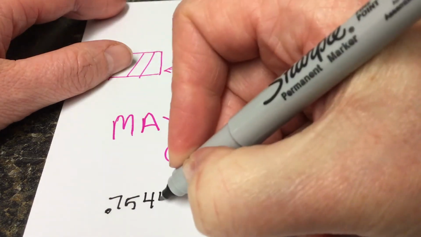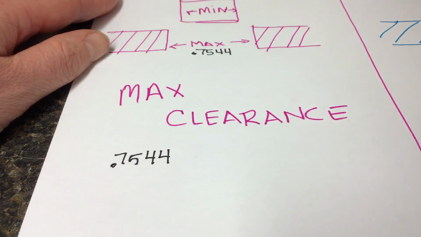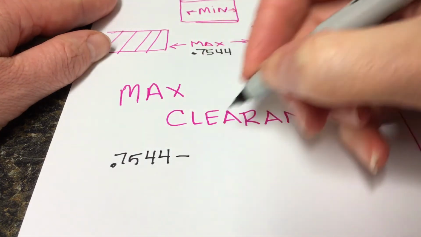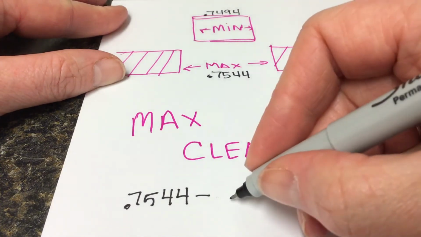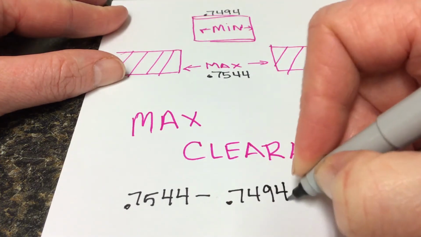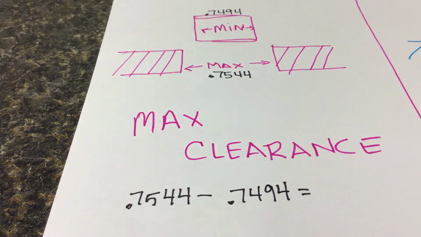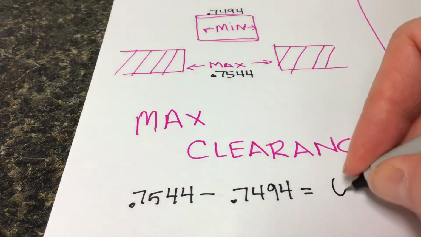So the maximum size of the hole from our problem was 0.7544 minus the minimum of our shaft, 0.7494, and we subtract those, and that will be the maximum amount of clearance that can happen between those two parts.